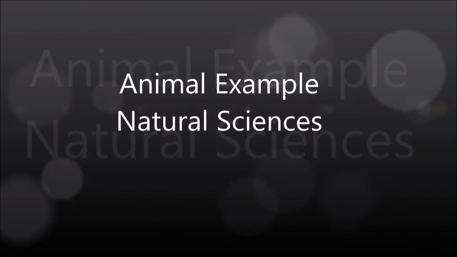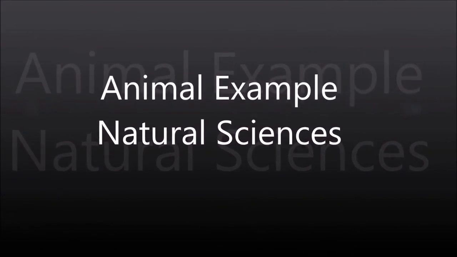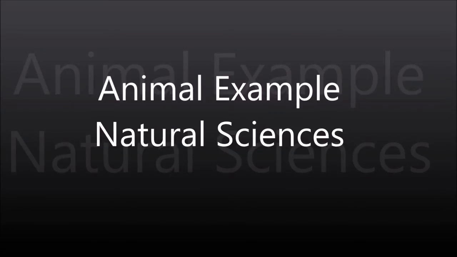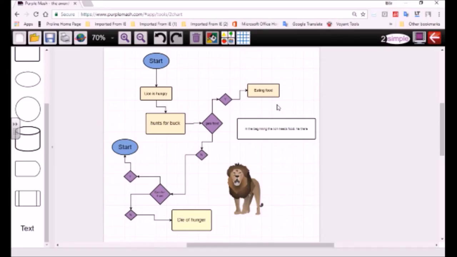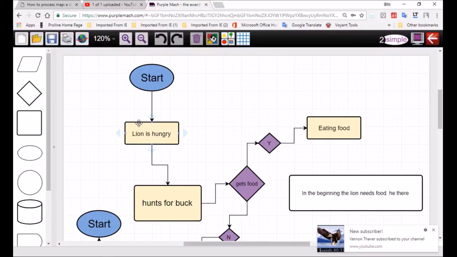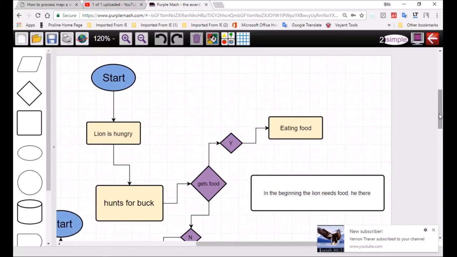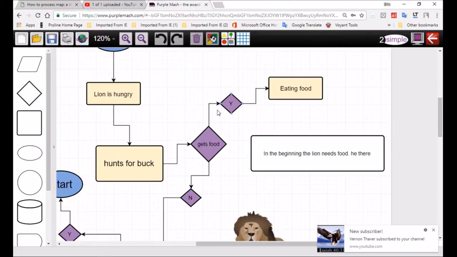Let's take a look at an animal example, which links into natural sciences. It should help you to understand these process maps a lot better. Let's just go through it. We've got a hungry lion, so we know automatically on the basis of being hungry, the lion's going to hunt. So this is the state of the lion, being hungry. And hunting is the activity. And the activity of hunting, either successful or not, would determine whether he gets food. He either gets food, yes or no.